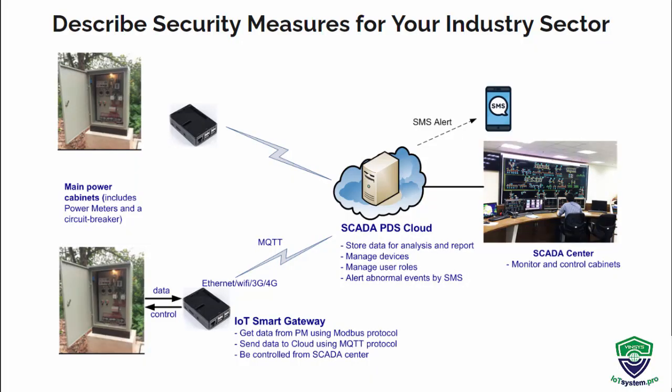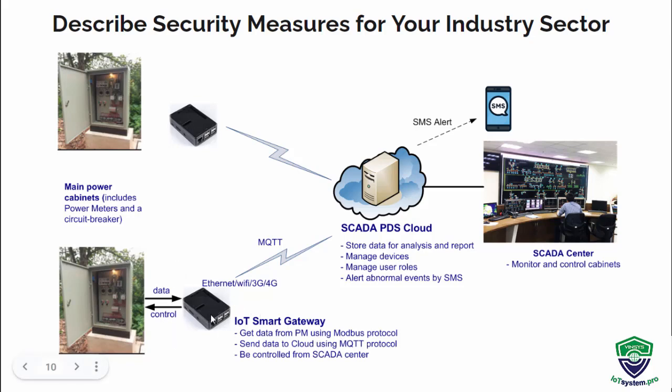In this section, we will describe security measures for our industry sector. Let's turn back to our solution. We need end-to-end security, or should ensure the security from the cabinet to the SCADA center. So on the cabinet, we need physical security like a door lock or alarm bell. For the connection between the cabinet and the IoT gateway, we can secure the Modbus protocol.